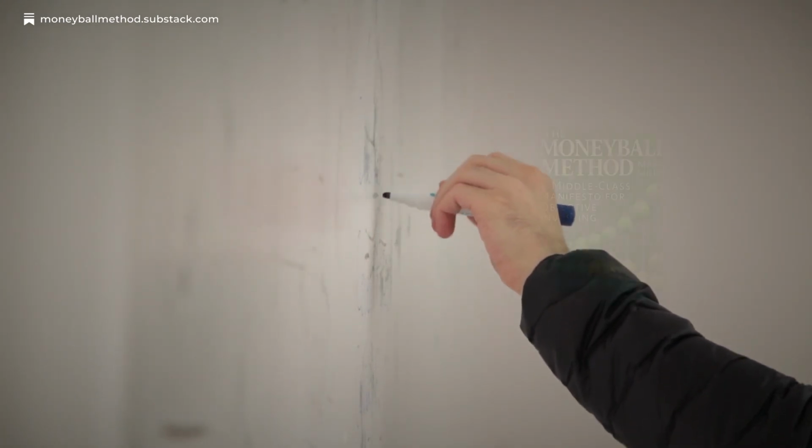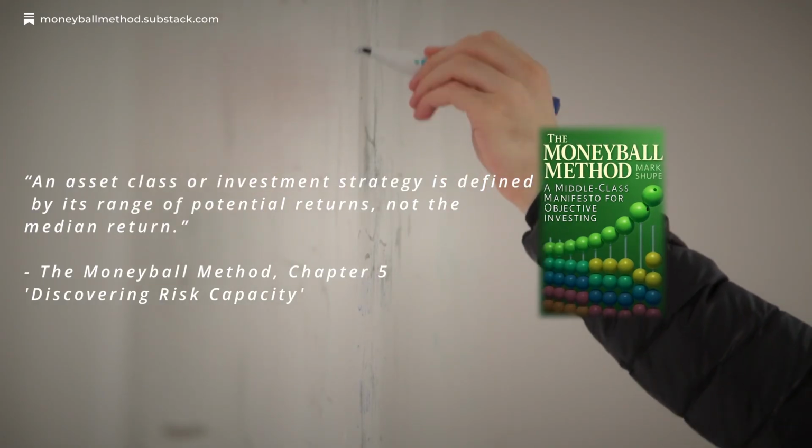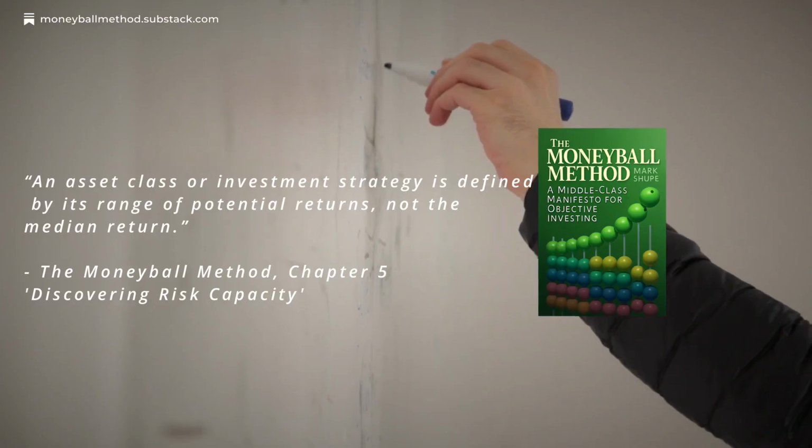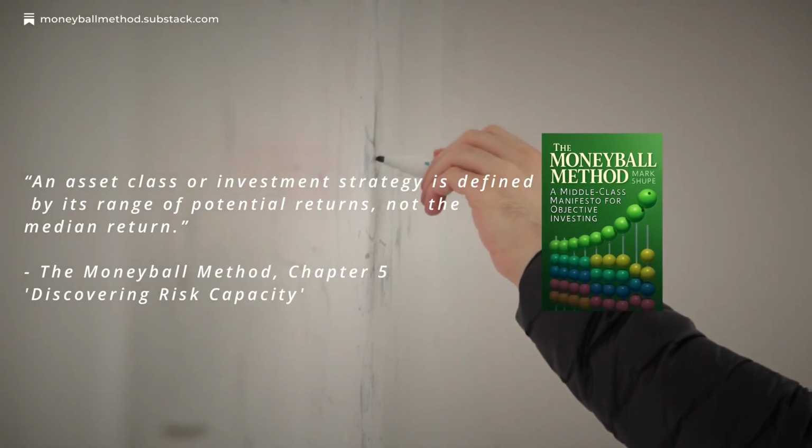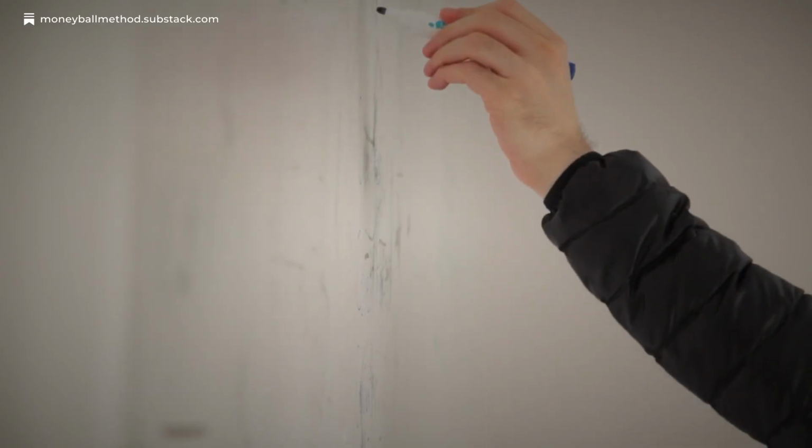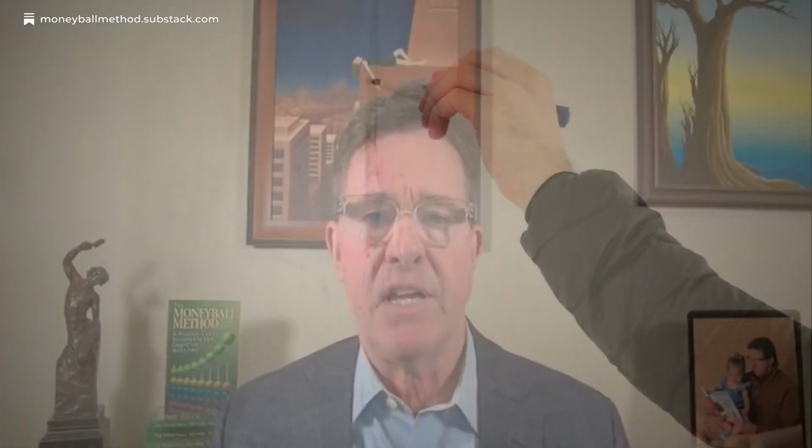An asset class or investment strategy is defined by its range of potential returns, not the median return, as I say in my book. The range of potential returns combines the median return with the standard deviation, which is a measure of volatility of each individual asset class. We don't want to look at stocks as a category, or government bonds or high yield bonds or gold, whatever the case may be, based on its median return, because that's likely never to happen in the future. It's going to fluctuate a little above, a little below, a lot above, a lot below. What is the range of returns around the median that we can expect in the future based on the most reliable historical data sets?